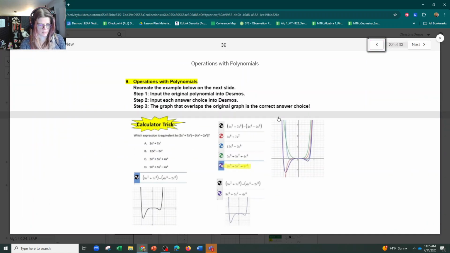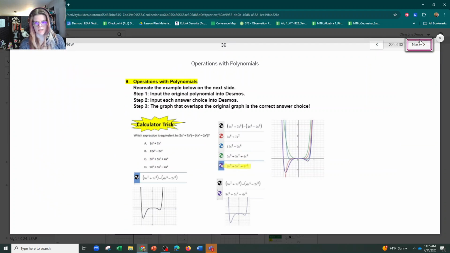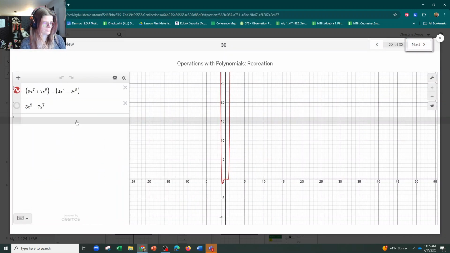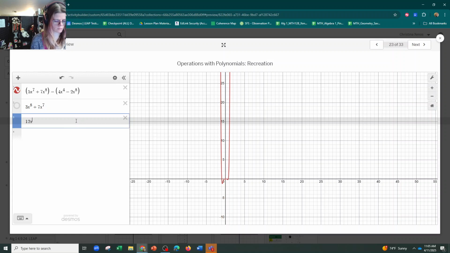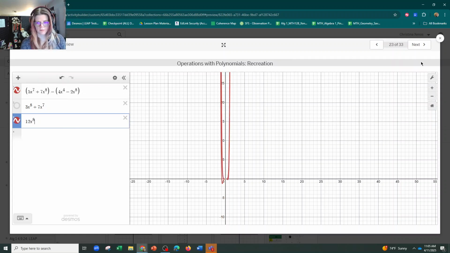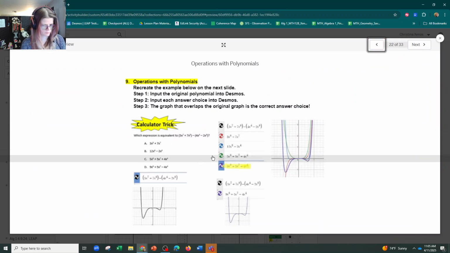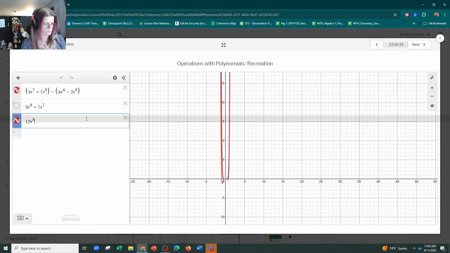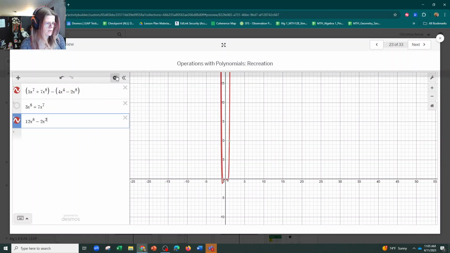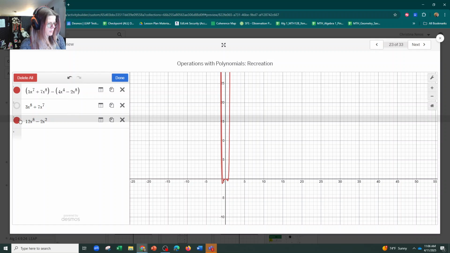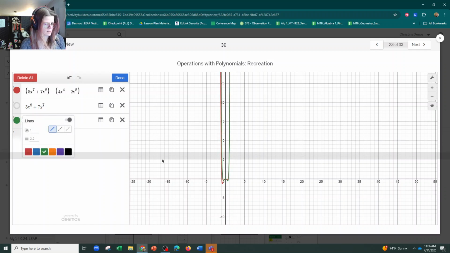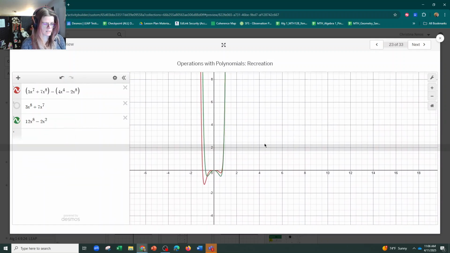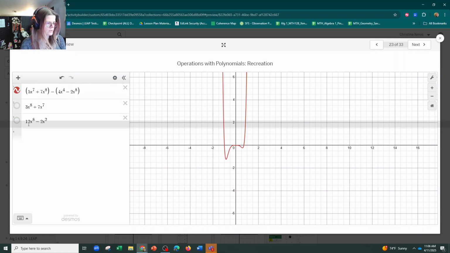3x^8, 7x^7. Nope. Okay, 12x^8. And 2x^4 minus 2x^4. Again, it's making it red. I hate that it's defaulting to the same color, but I can change it to make it green this time. And zoom in and see, that definitely does not match. That is not one of my answers.